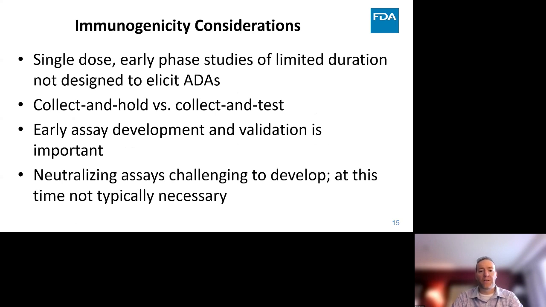Some important considerations: single-dose early phase studies of limited duration are not designed to elicit anti-drug antibodies, so they may not be valuable for assessing that. As I mentioned earlier, a collect and hold versus collect and test strategy is something to consider based on the overall immunogenicity risk profile of the oligonucleotide. Early assay development and validation is critical, and to date, neutralizing assays have been challenging to develop and are not typically required at this time.